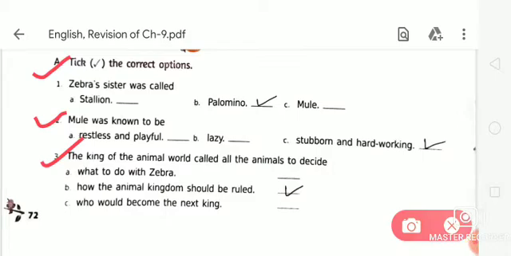After that, the third is: the king of the animal world called all the animals to decide. Here are again 3 options. First, option A, what to do with zebra. B is how the animal kingdom should be ruled. C is who would become the next king. So the correct option is option number B, how the animal kingdom should be ruled.